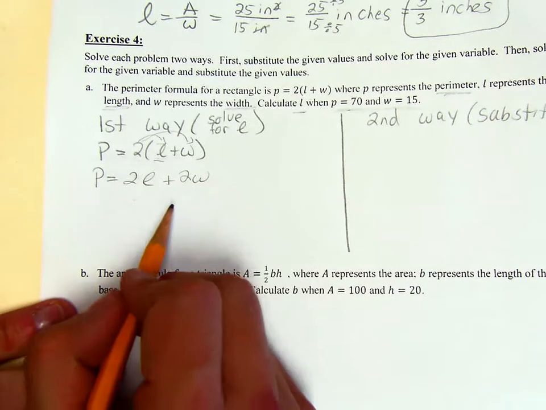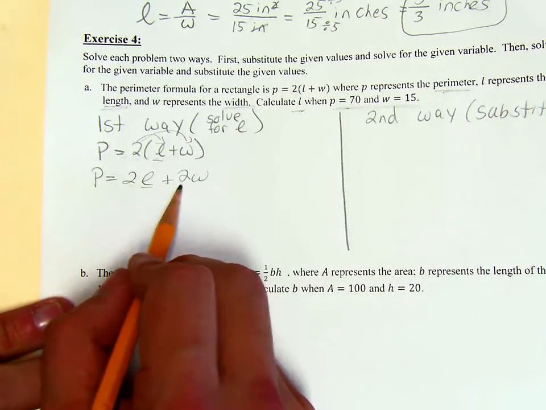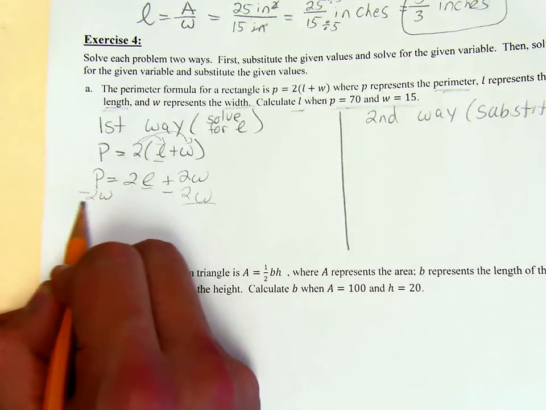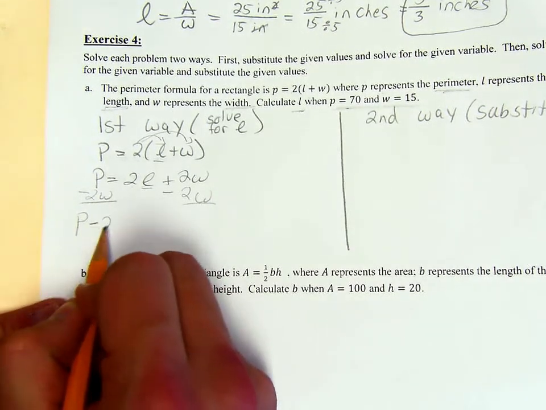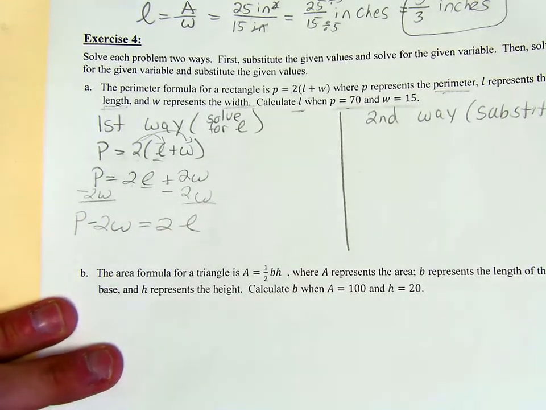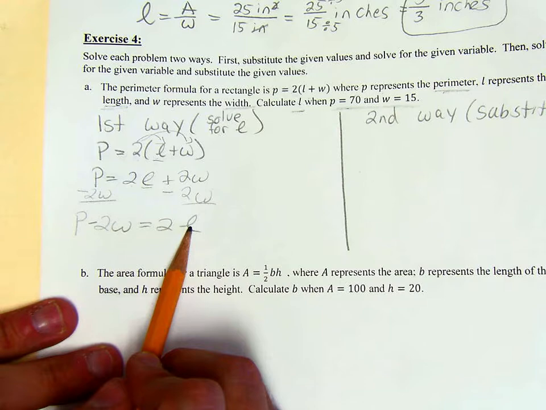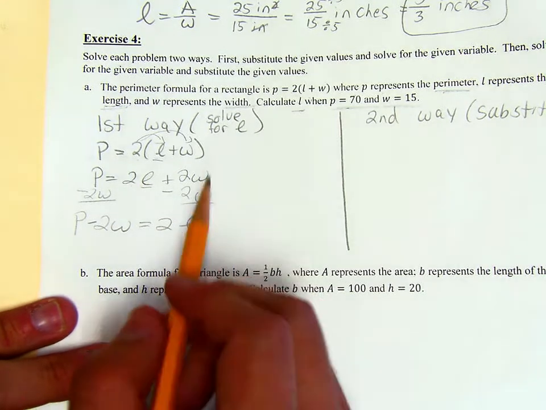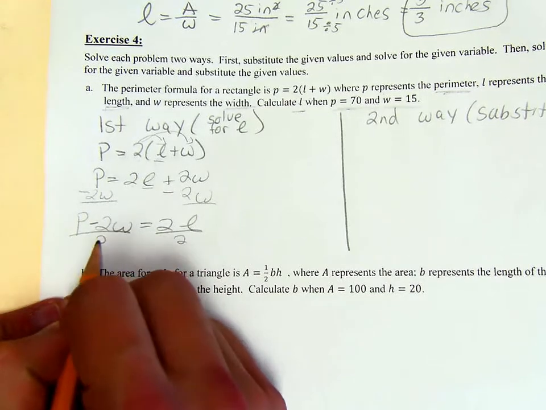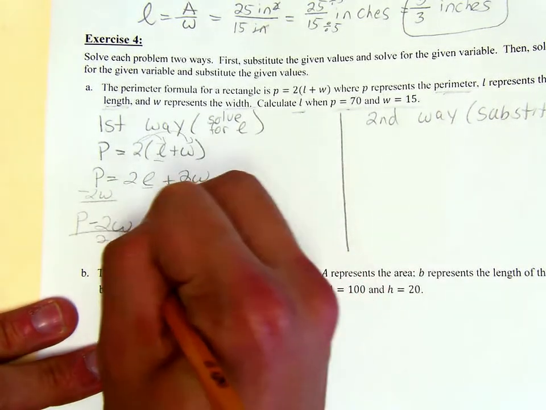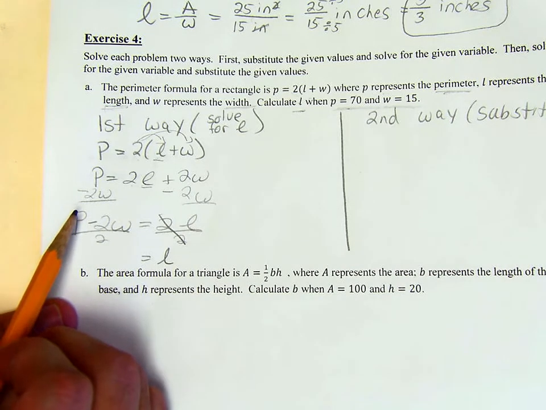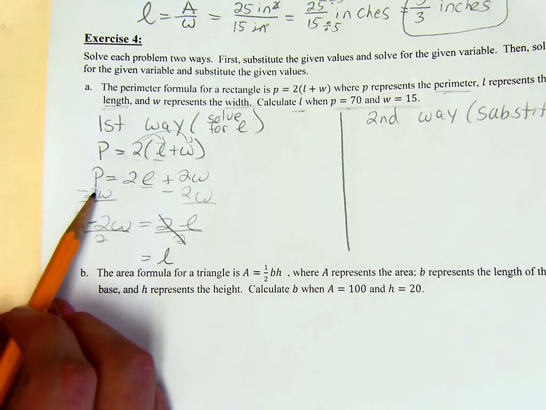And then if we wanted to solve for L still, we're going to subtract 2W on both sides. Subtract 2W. So we get P minus 2W is equal to 2 times the length. And now if we have 2 times the length, and we want to have just the length, we're going to divide both sides by 2. Divide by 2. So we get the length is equal to, in this case, P minus 2W divided by 2.